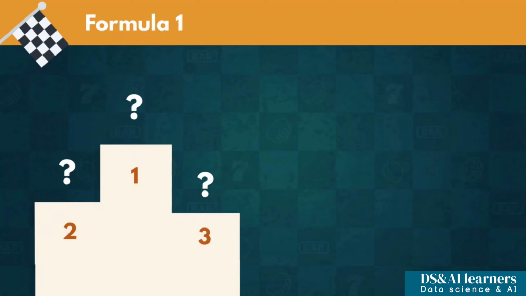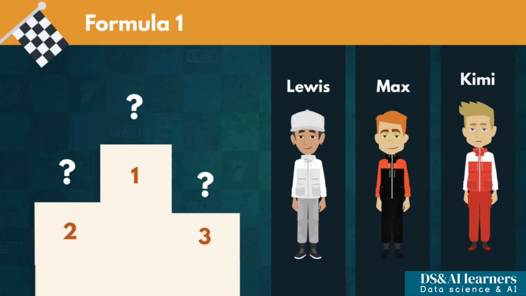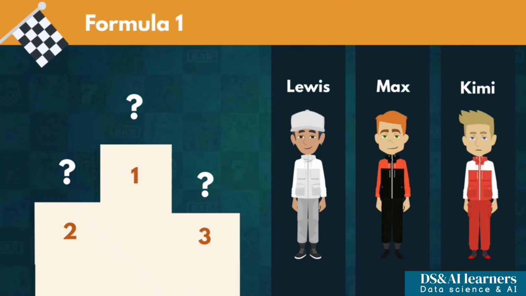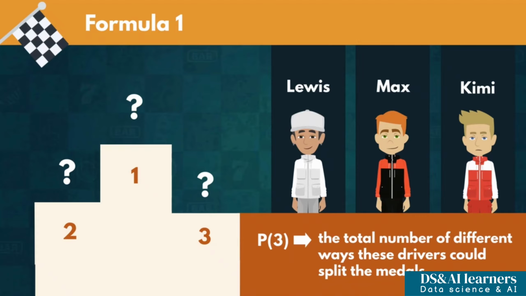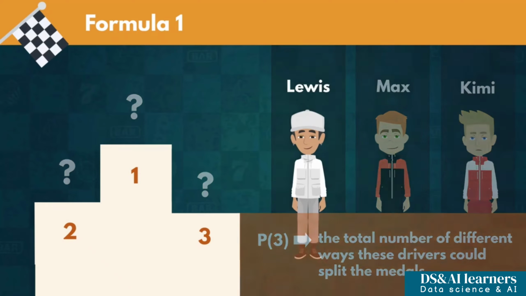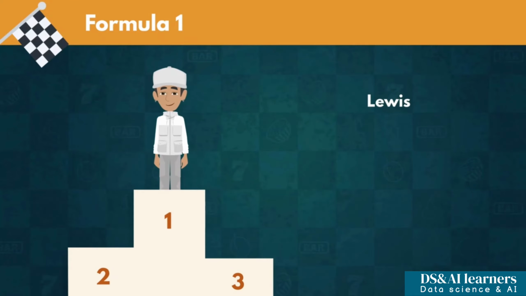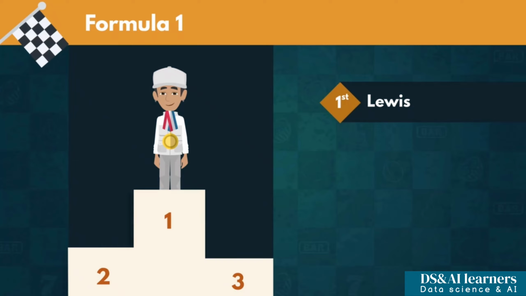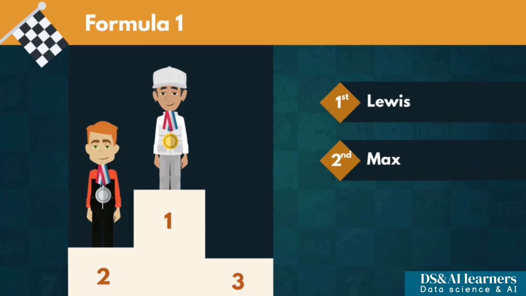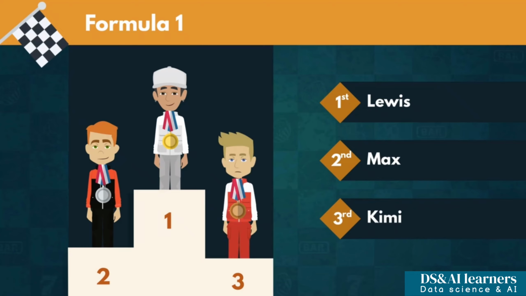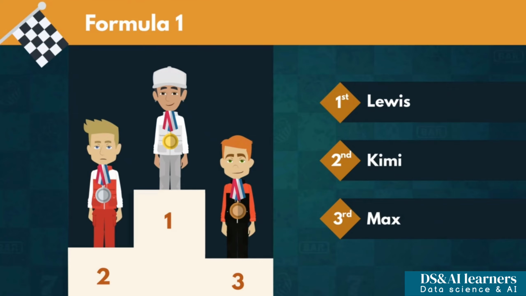Imagine you haven't watched the latest Formula One race, but your friend spoiled who the three drivers on the podium are: Lewis, Max, and Kimi. A permutation of 3, denoted P of 3, would express the total number of different ways these drivers could split the medals among one another. Suppose Lewis won the race. Then we have two possible scenarios. Max finished second, and Kimi finished third. Or Kimi finished second, and Max finished third.